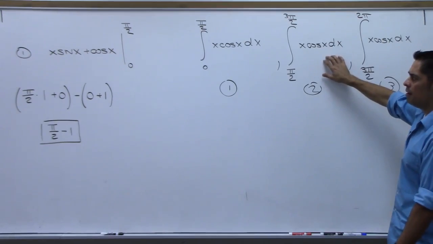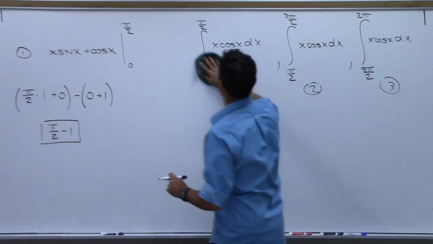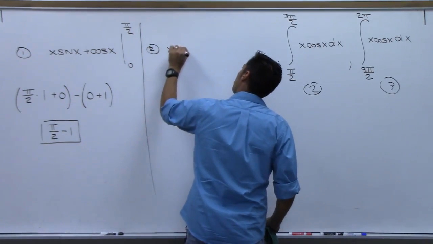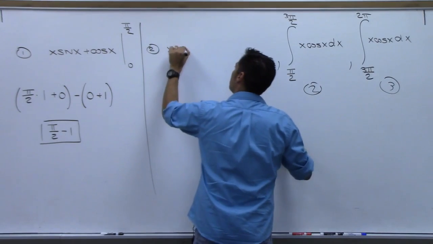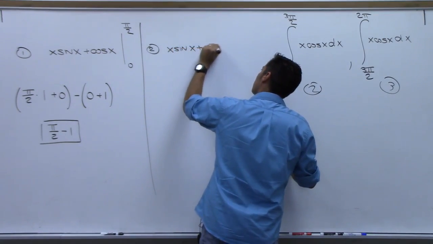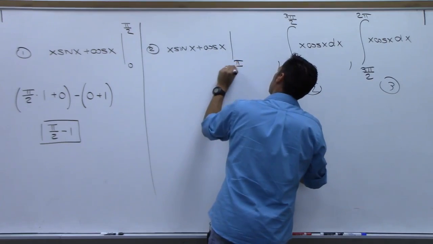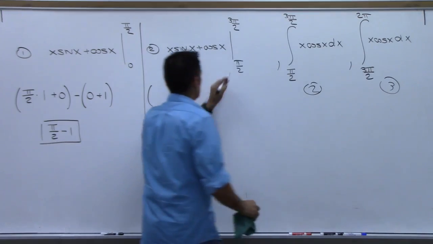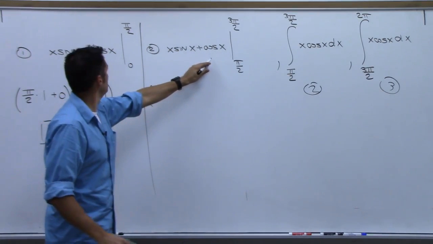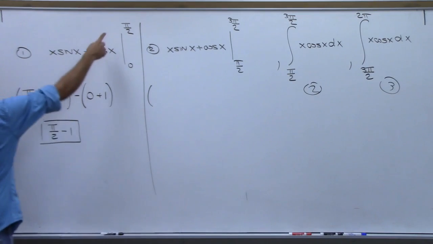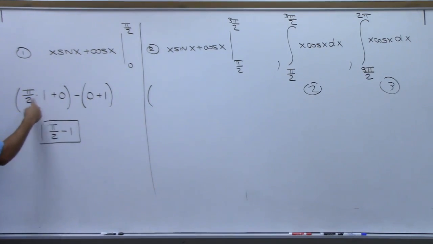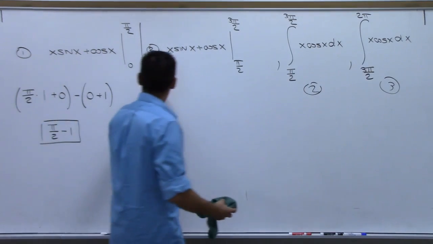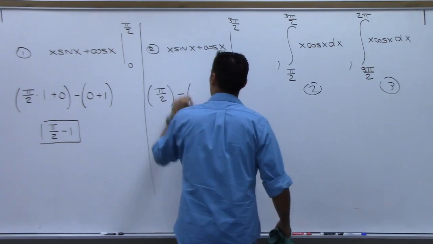Let's do 2. So for 2, it's the same antiderivative. Whoa. x sine x plus cosine x. This time pi over 2 to 3 pi over 2. So I'm going to plug in pi over 2 in here. Didn't we just do that? What happened when we plugged pi over 2 into this? We did it right here, didn't we? Wasn't it that first piece? So it's going to be pi over 2. We know that already. This piece will be different, right?